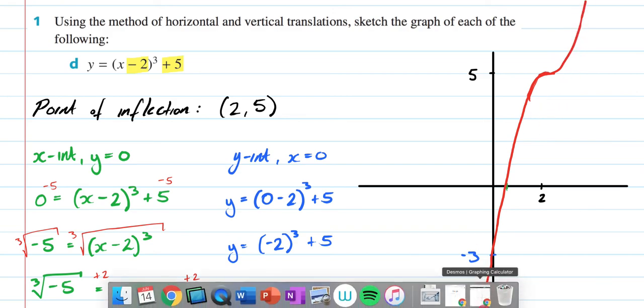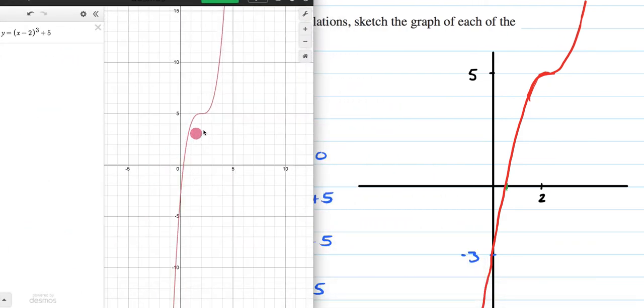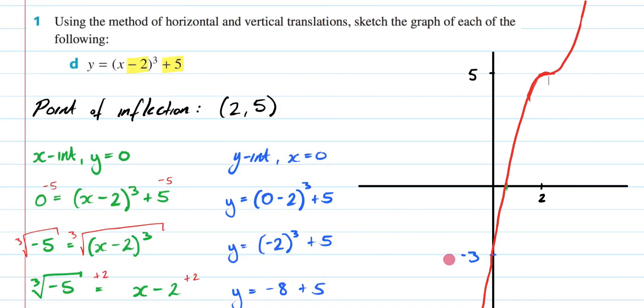To give you a more accurate picture of what this should look like, it should look something like this. As you can see, your point of inflection right there is 2 and 5, and 0.29 is your x-intercept, 0, -3 is your y. So let's just make sure we put these points in accurately. This should be 0, -3. This is 0.29, 0.